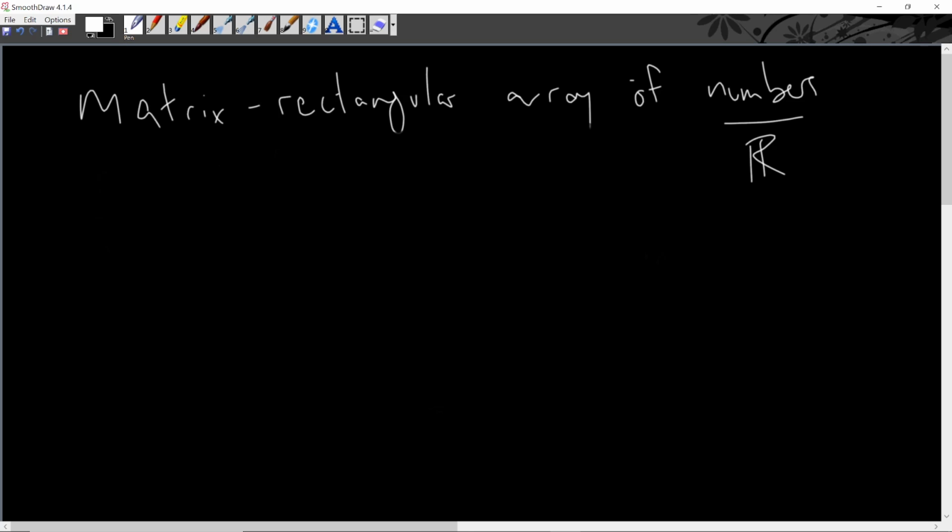Where should we start? Let's talk about some important terms. So, we have the row vector. This is a 1 by n matrix. So it will have exactly one row and n columns.